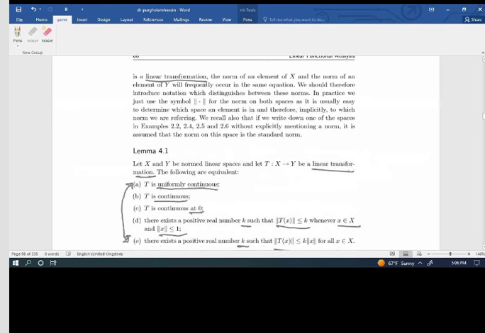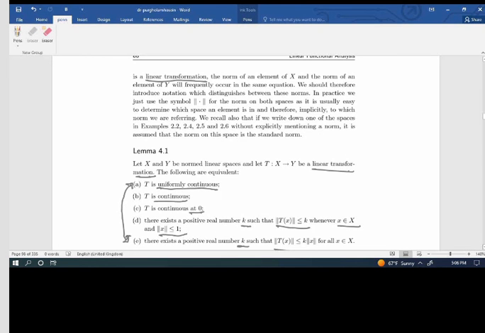Now we have this lemma: let X and Y be normed spaces and T be a linear transformation. The following conditions are equivalent. T is uniformly continuous. T is continuous. T is continuous at 0. There exists a positive real number k such that the norm of T of x is less than or equal to k whenever x is in X and the norm of x is less than or equal to 1.